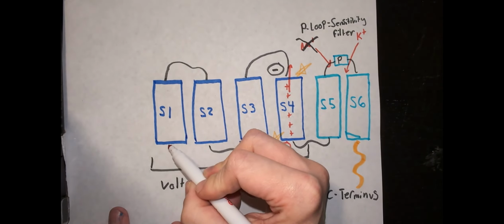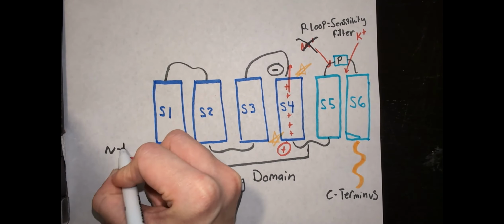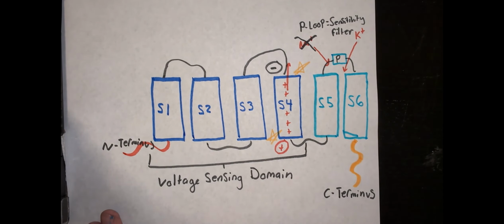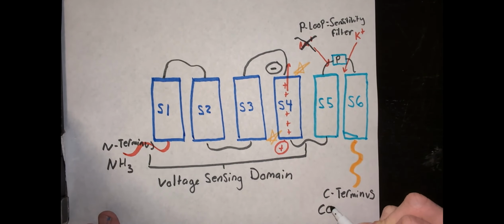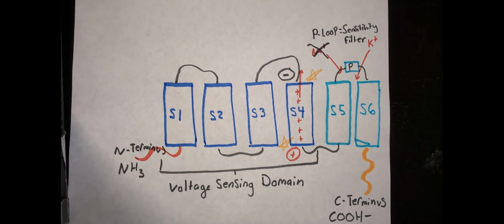And then on the 6th helix, we have the C-terminus, which is a carboxyl group at the end of a chain of amino acids. And then we have our N-terminus, which is an amine group at the end of a chain of amino acids.